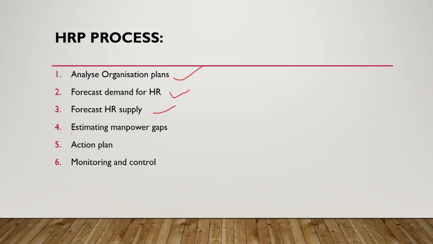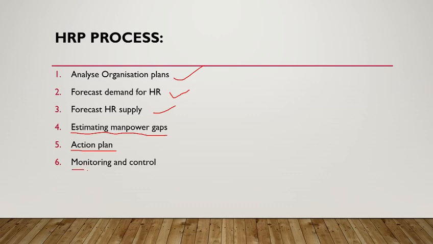Next step is estimating the manpower gaps. It is the important step that identifies the difference between the required HR and existing HR in the organization. They will calculate what gaps can be identified in this process. Next step is action plan. Once the manpower gaps are estimated, the actions to be taken for bridging those gaps are planned.